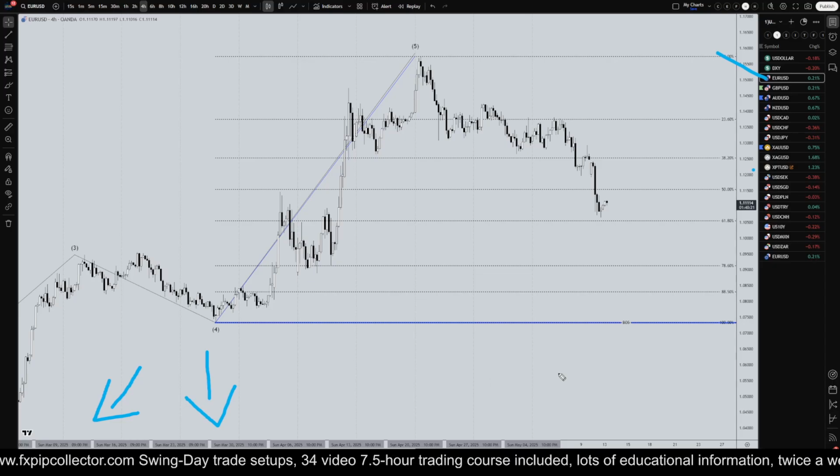So anyways, we have CPI inflation data coming out today for the US. Should be a really big news event for all the dollar pairs, especially if the tariffs have been affecting inflation, which you would think that they would have.